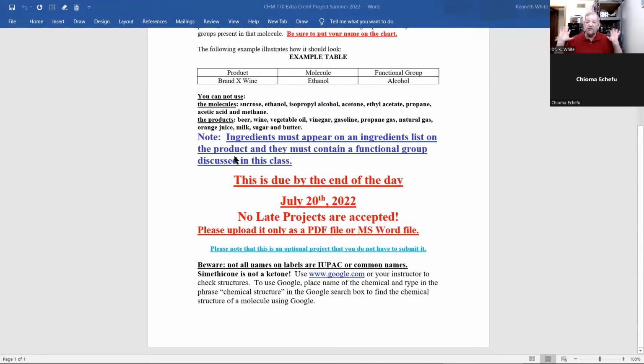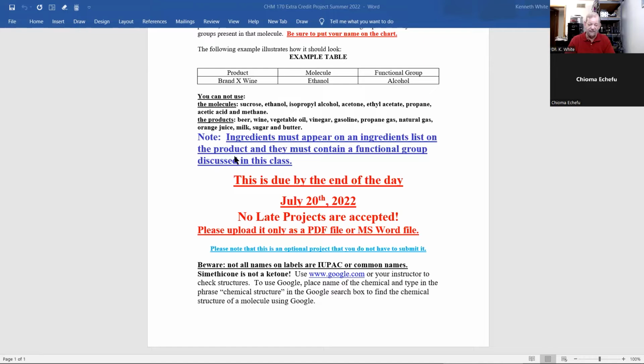Now, this is optional. You don't have to do it, but if you do it right, you get 10 points. It's like getting 10 more points on a test, or if you missed a lab, 10 points. And this adds to your bottom line 10 points.